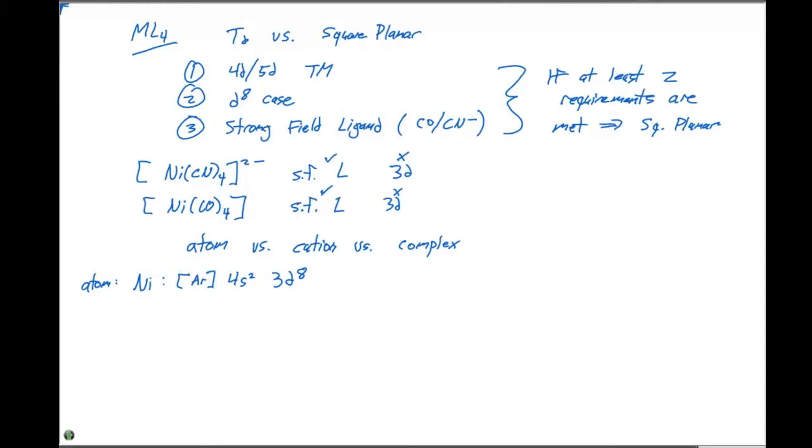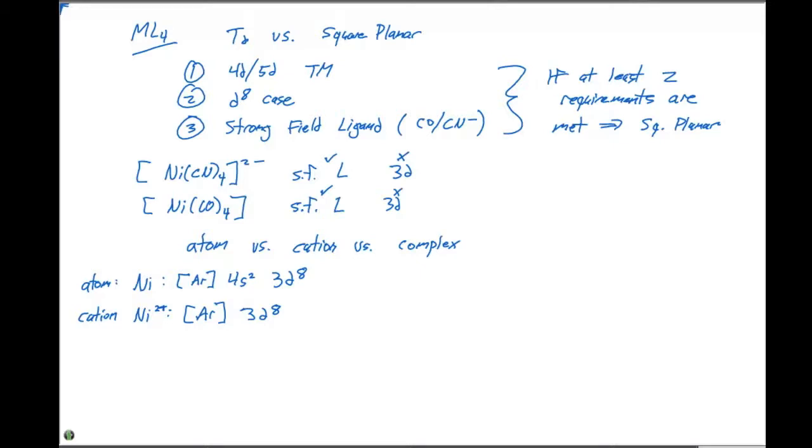If we have a nickel 2 plus cation, we're going to go over this a little bit later in the lecture today, but we said that whenever a cation forms for a nickel 2 plus, it's going to lose its s electrons first, then the d electrons. So in this case, it's going to be a 3d8 electron configuration.